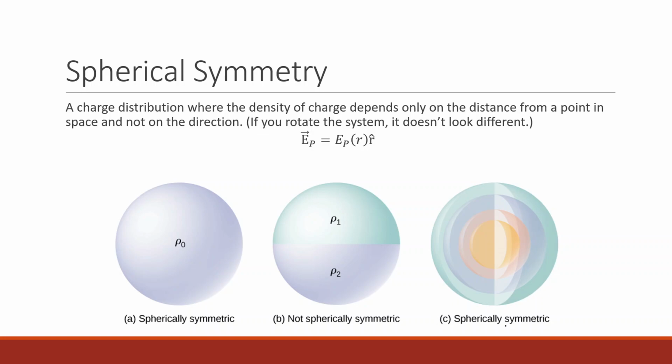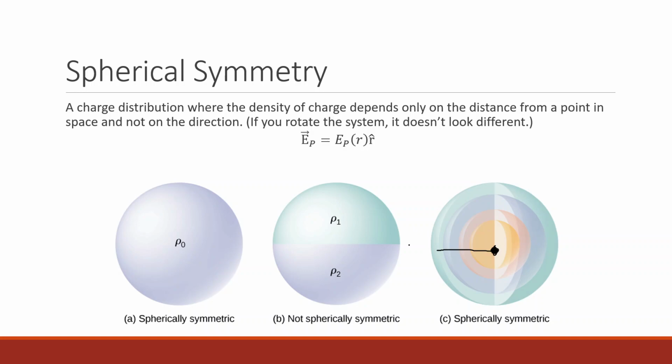Then we have another one that's spherically symmetric, because as we go out, we do have different charge distributions, but it's only in the distance from the center. So say from the center here, okay? So as we go out, the charge distribution does change, but it's not based on direction. The last one is cut exactly in half, and then we have a solid hemisphere of a certain charge distribution.